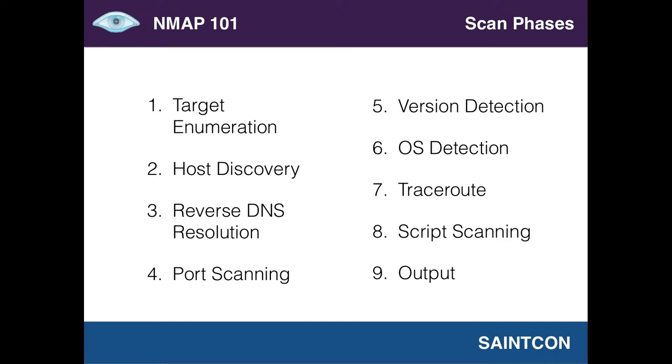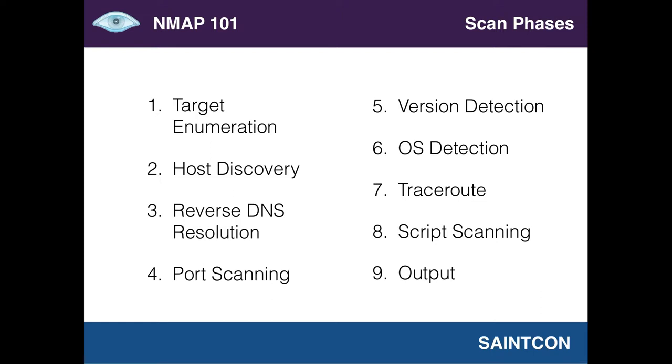Nmap goes through host discovery, reverse DNS, and if any of you run virtualized labs and then try to do port scanning, frequently you'll get a little error. It won't stop anything, but it'll complain that it can't do the reverse DNS resolution. It'll actually do the port scanning, and it will do the banner grabbing, which we'll talk about in detail, the fingerprinting, traceroute, scripts, and then finally kick out your output. It doesn't perform all steps, but when it performs steps, this is the sequence in which it operates.